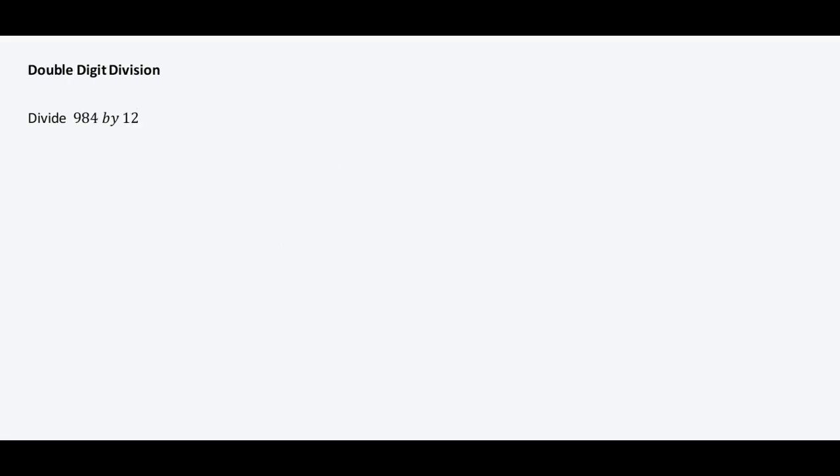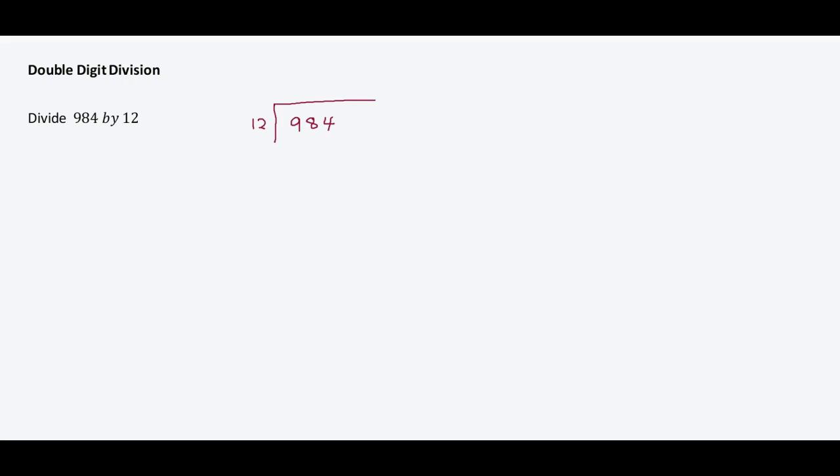So we're going to look at double-digit division now. It follows the same method. So just follow as I walk you through this example. So we have 984 divided by 12. 9 divided by 12, it's not going to go, because your dividend number is less than your divisor. So we're going to append the second digit going towards the right.